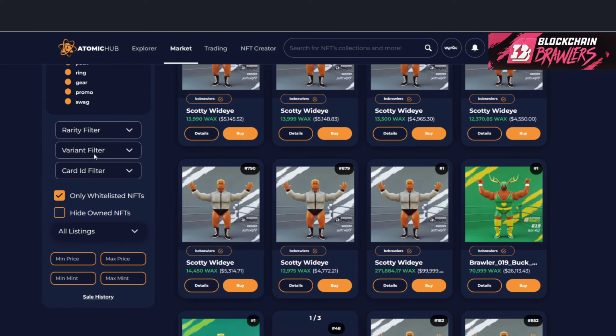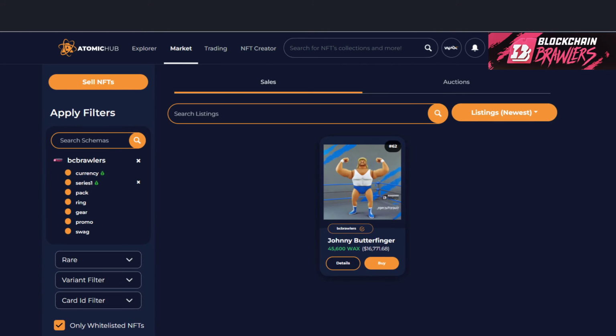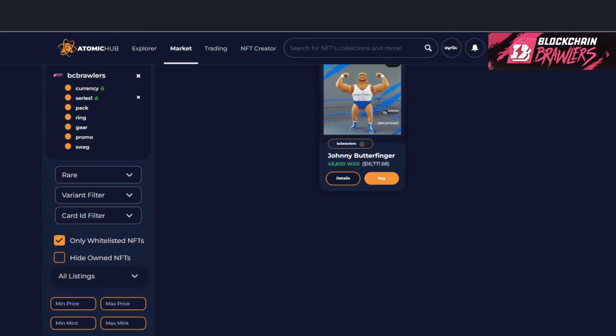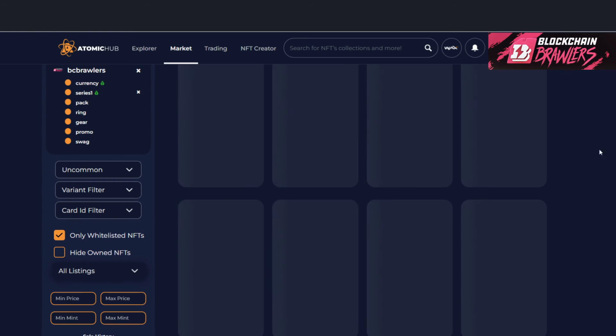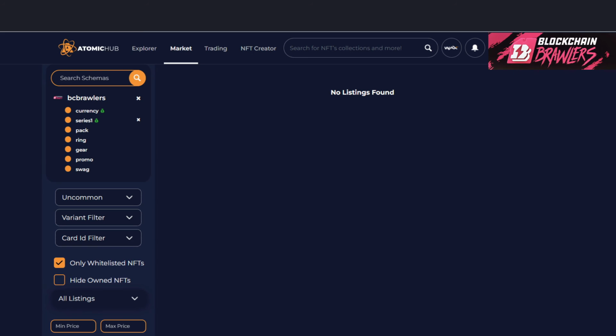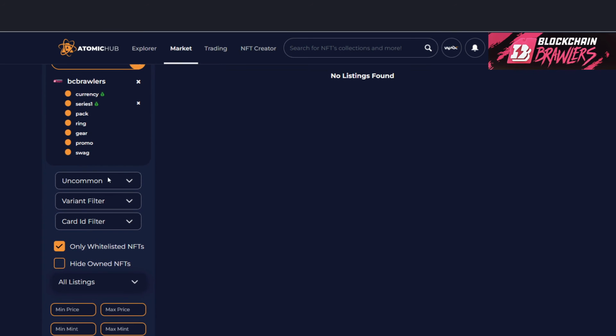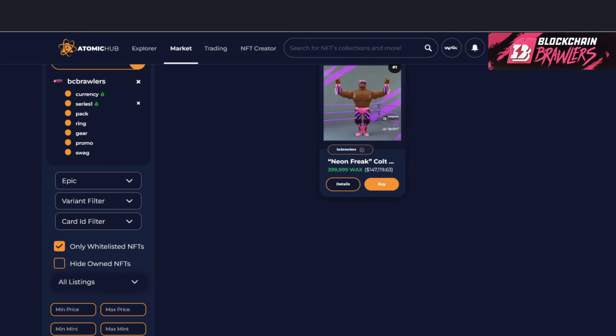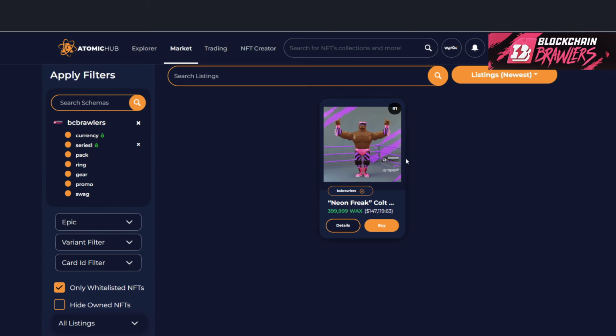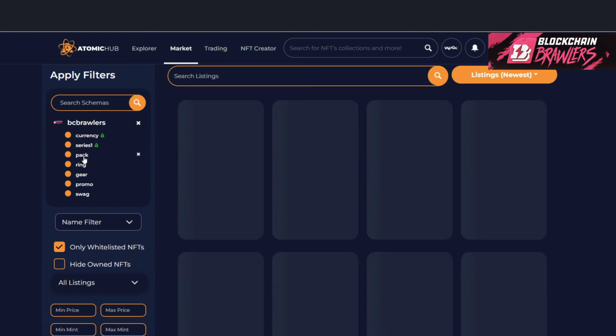Now let's change the rarity to rare. Sadly, there's only one rare. I know there's more than one rare around. Uncommon: nobody listed for uncommon, but I know there are a lot of uncommons out there as of now. And of course, this guy's been showing off his number 1 Neon Freak. I'm late to that race. So that's how it is, and that's how we check.